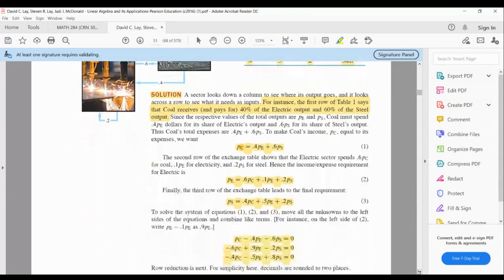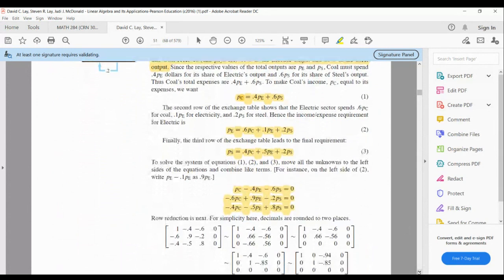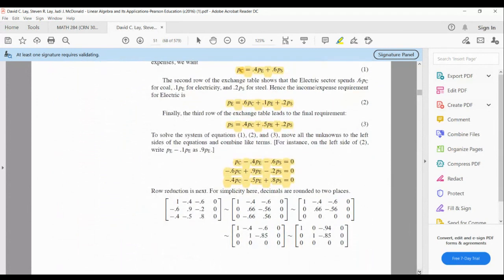Okay, so are there any questions so far? How we got this system of equations? Who's comfortable so far?